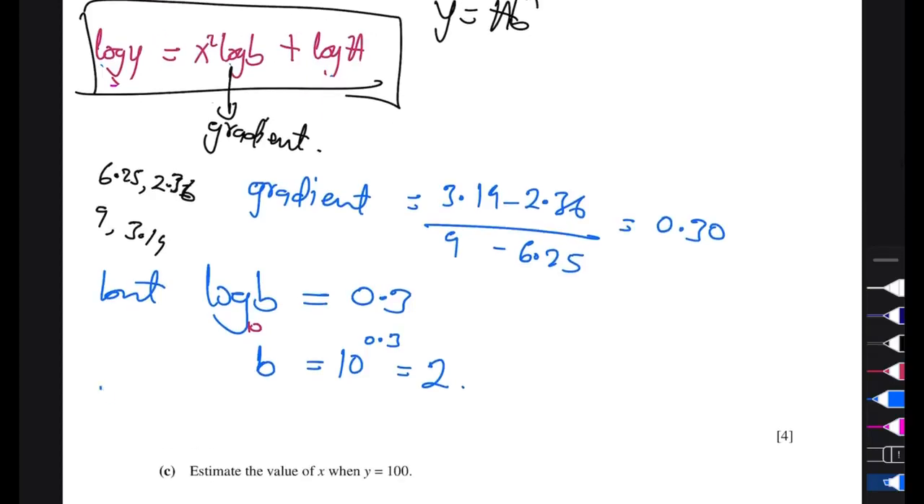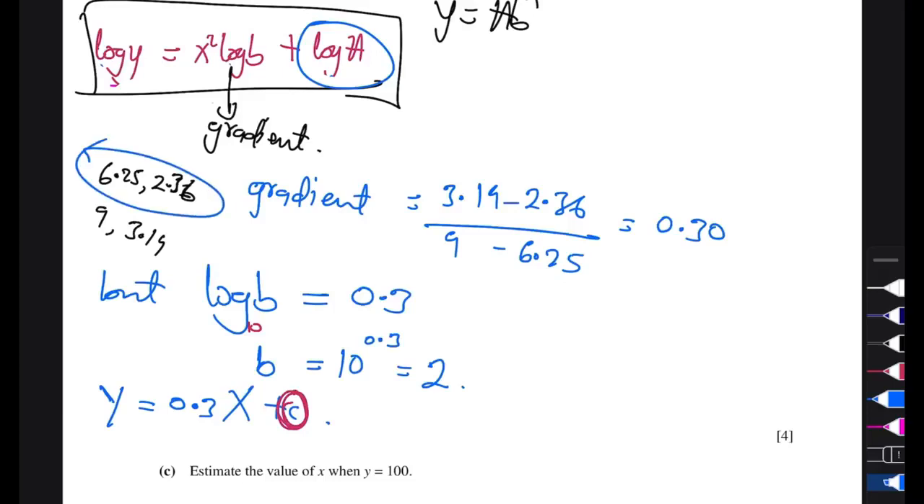So if you have big X, and then you have the gradient, big Y equals gradient 0.3 times big X plus C. Now that C here, all right, where is it? Let me use maybe this color. This particular C here corresponds to the log A. Okay, so let's find C. If we know C, we can find log A. We have 2 points here. Let's use one of them to help us out.